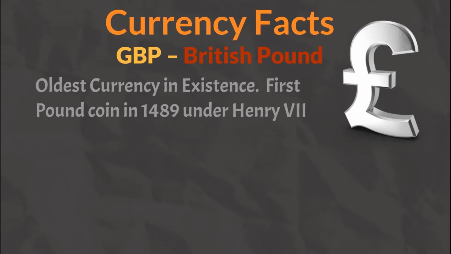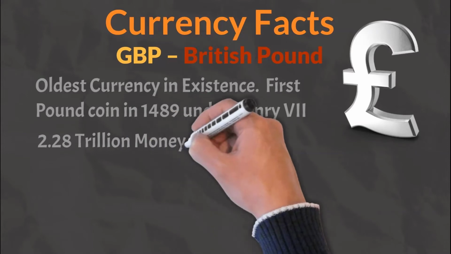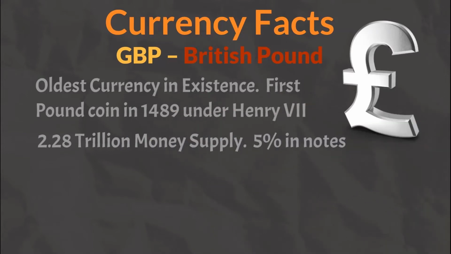So we have the pound with $2.2 trillion in money supply, and only about 5% of that is actually in physical currency. That's one of the lowest percentages of physical currency among countries, right around 5%. Now, in relation, the US dollar is $80 trillion of money supply. So you can see that the US is by far the biggest producer of currency, and that's why it is the world's reserve currency, because there is a lot of it out there.